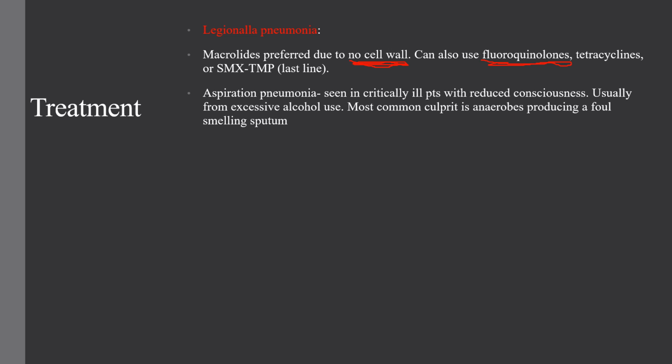There's also aspiration pneumonia. So the next ones I'm going to talk about you probably won't even see, but I just wanted to do it for completeness, in case maybe one day they become more of a problem in the future. So seen in critically ill patients with reduced consciousness, and it's usually from excessive alcohol use as well. And most common culprit will be your anaerobes producing kind of like a foul smelling sputum. And you're going to treat that one with amoxiclav.